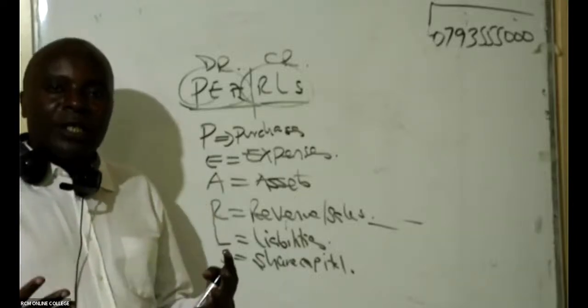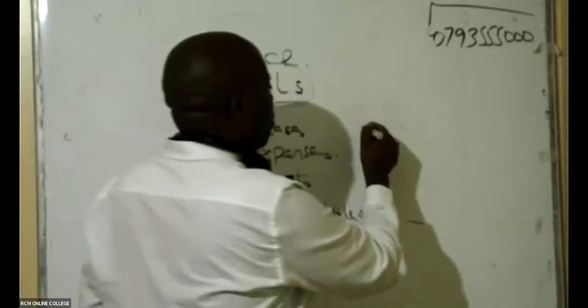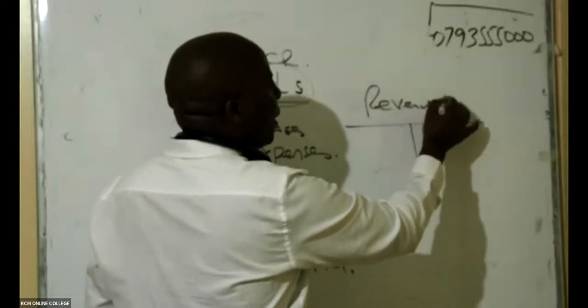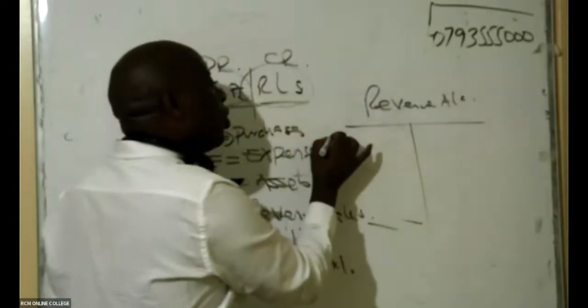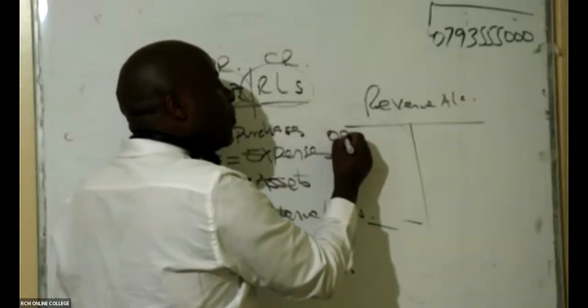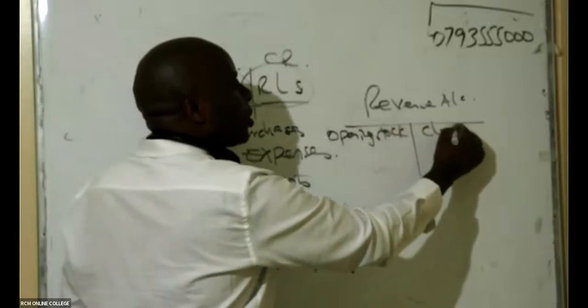And of course, the case in context is what I've just introduced to you. Under IAS 41, we have what we call the revenue account. So this revenue account, for the crops, you'll always be having here opening stock, and here closing stock.